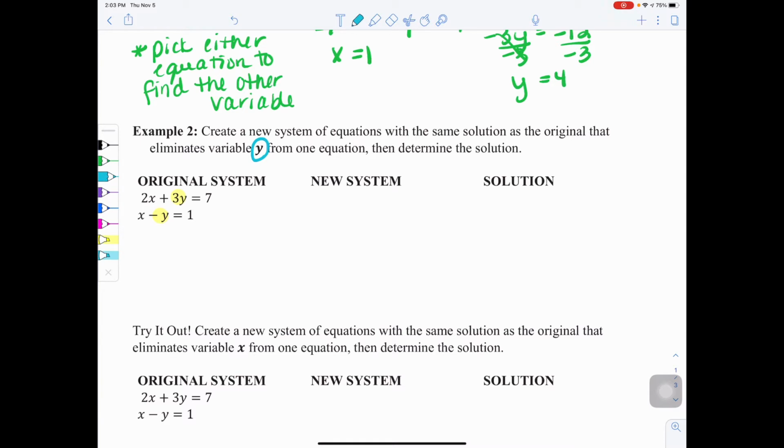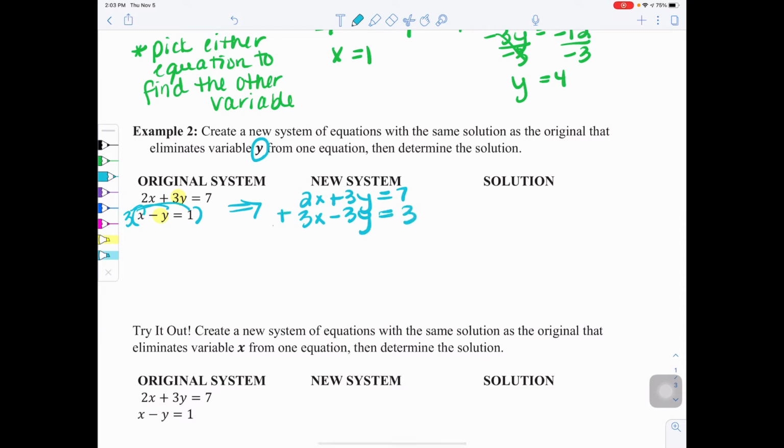So if I already have a 3y, it would be great if the other one was a negative 3y. I already have the negative, so I'm going to have to take this equation and multiply it by 3. Remember, it's distributive properties, so it goes through the entire thing. So my new system is the same first equation, 2x plus 3y equals 7. And underneath, my new equation is 3x. 3 times negative y would be negative 3y. And then 3 times 1 is 3.